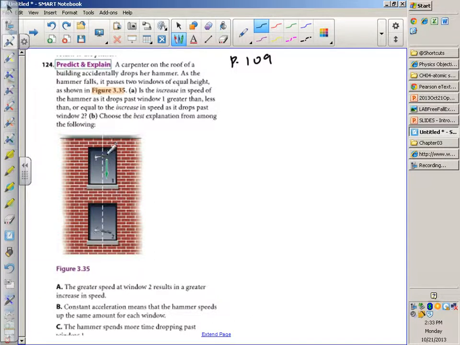So as it falls, there's the hammer, it's going down, it falls past window 1, it falls past window 2. So part A says, is the increase in speed of the hammer as it drops past window 1 greater than, less than, or equal to the increase in speed as it drops past window 2? And then part B says choose the best explanation among the following. And there are 3 choices down here at the bottom. So, discuss. Is the increase in speed greater at window 1 or greater than at window 2? Ready? Go. Talk.